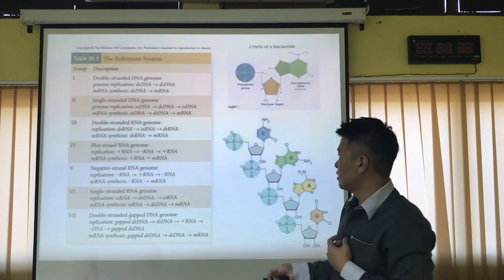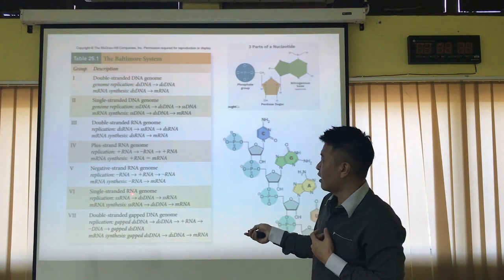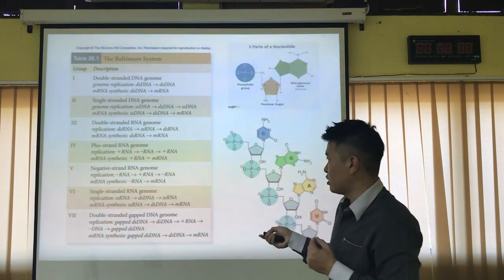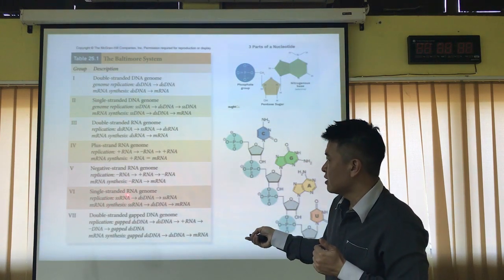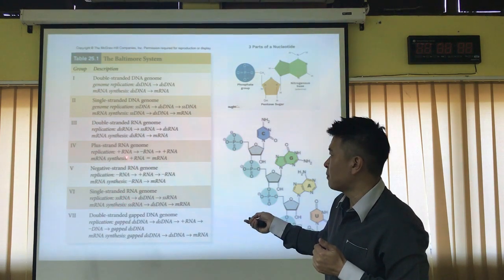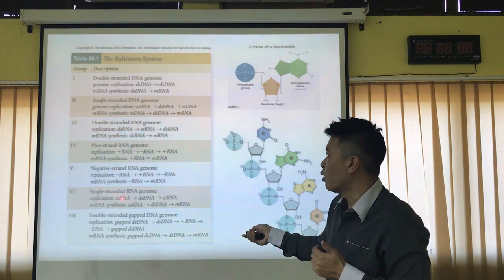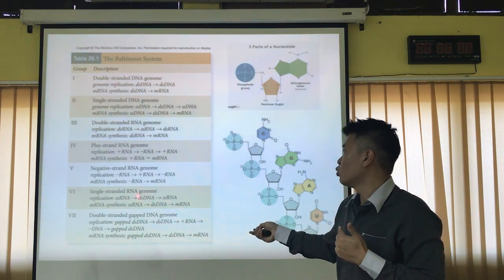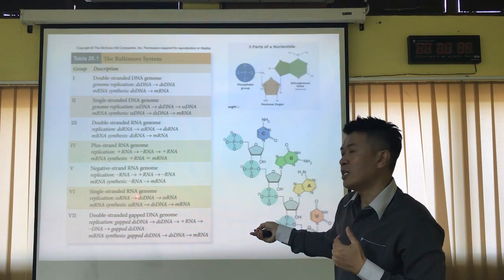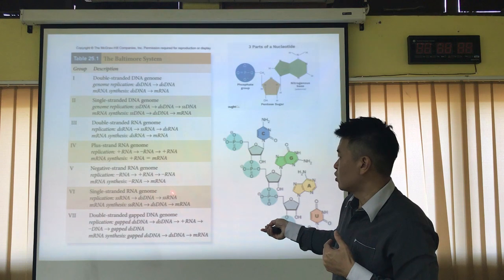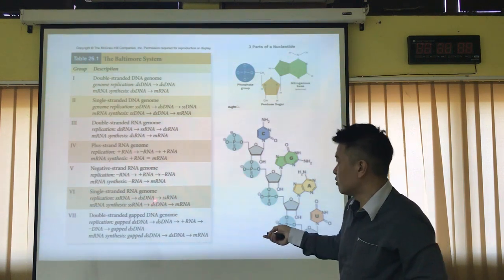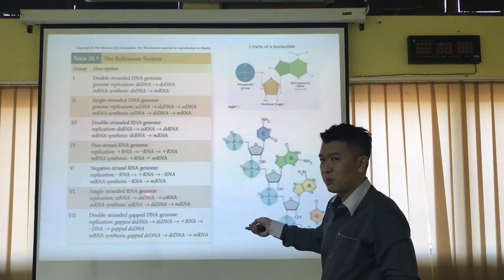Then in group 6, we have the single-stranded RNA genome. Well, this is the HIV group that is slightly special when it comes to replication. Single-stranded RNA, instead of forming itself into double-stranded RNA, will reverse transcribe itself into double-stranded DNA. Alright? And this double-stranded DNA will then be used to synthesize single-stranded RNA for their viral genome. So this is quite similar to transcription, right?